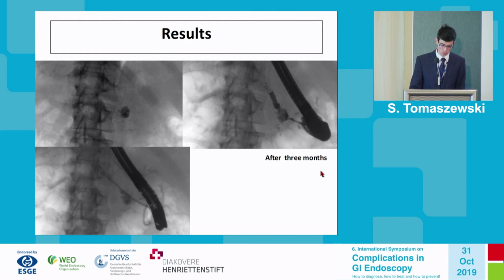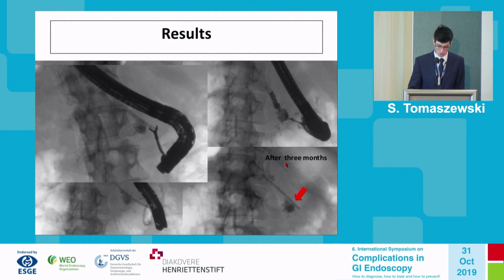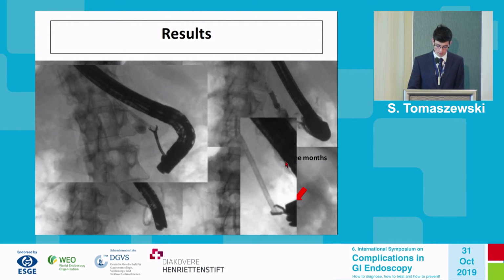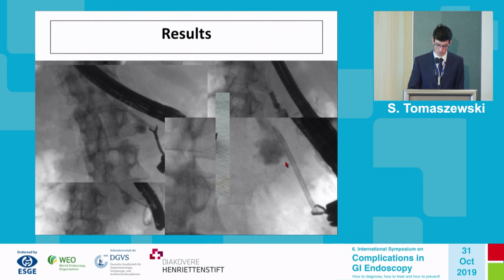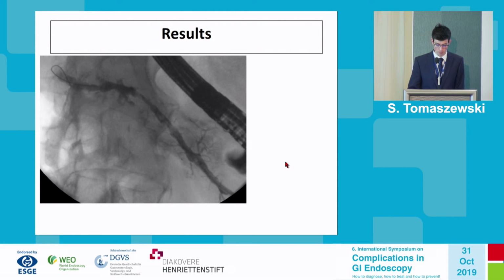This is a case of a patient with pancreatic duct stones. We saw this prosthesis fracture, which was removed with a rat tooth forceps, and this is the part of the prosthesis that was taken from the patient.